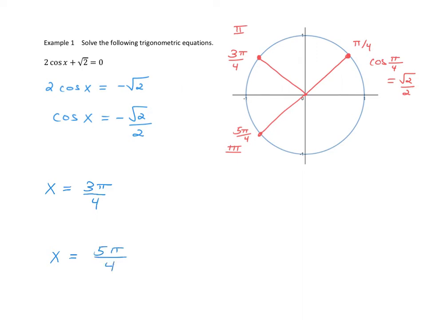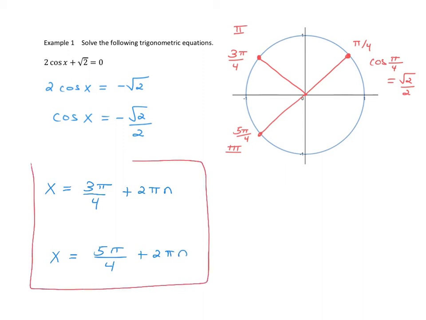Of course, there's actually infinitely many solutions to this equation because you can add or subtract any multiple of 2 pi to either of these, and they will also be solutions to the equation. So technically, these are the solutions. There's infinitely many. They come from taking this angle and adding or subtracting any multiple of 2 pi, and the same thing for 5 pi over 4.